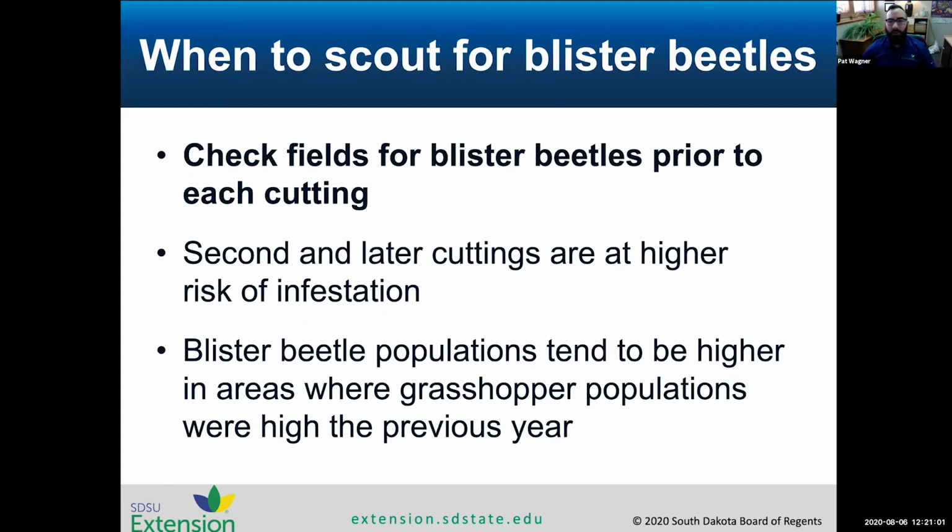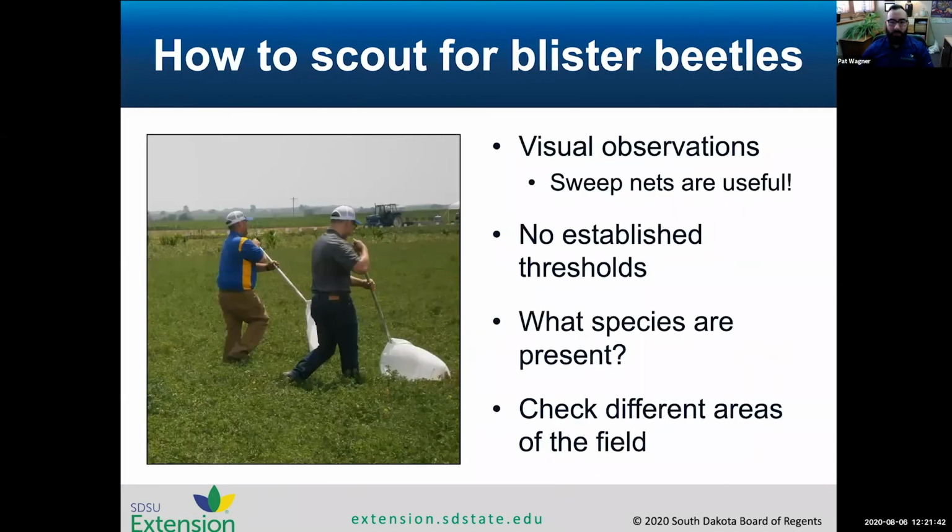And I also wanted to mention that blister beetle populations are often higher where you had large grasshopper populations the year before. Because those larvae are going to feed on grasshopper eggs, those are going to be the same sites where the blister beetles will be laying their eggs, where the grasshoppers lay their eggs. Grasshoppers like that patchier grass and bare ground. Those kinds of areas will probably have a pretty high level of blister beetles as well. So be sure to double check there for blister beetles if you had a lot of grasshoppers last year.